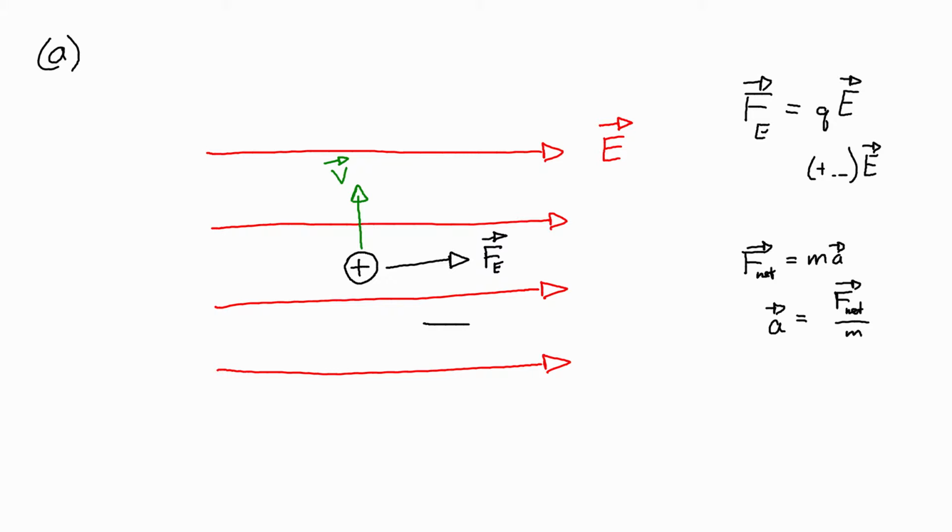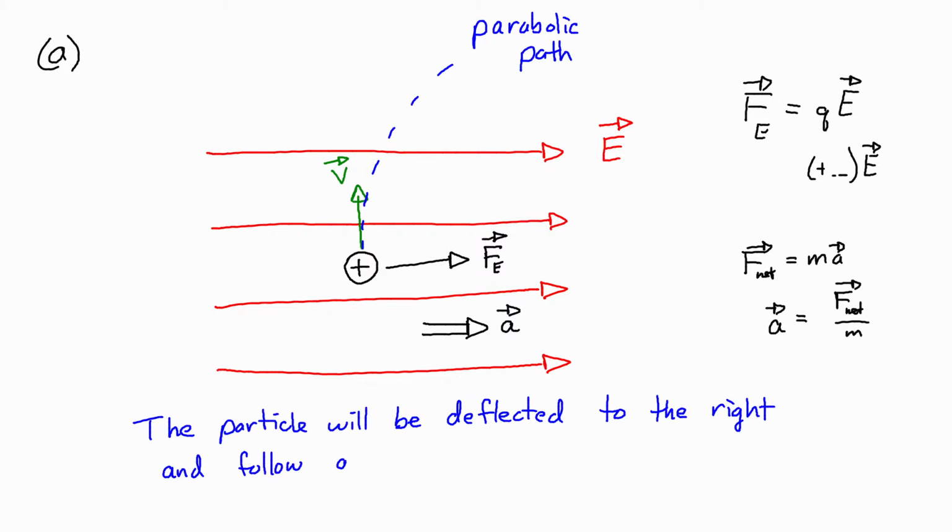Now, I always draw acceleration as a double arrow just because I do not want to forget and treat it like a force on free body diagrams. Anyway, what that means then is that after every instant, the velocity is going to change because of the acceleration. And so this particle is going to actually follow a parabolic path. So this particle will be deflected to the right and follow a parabolic path or a parabolic trajectory.